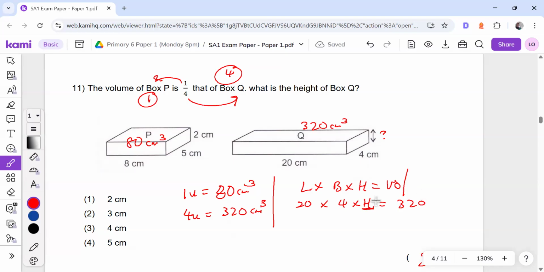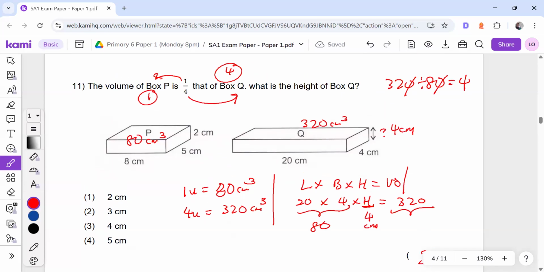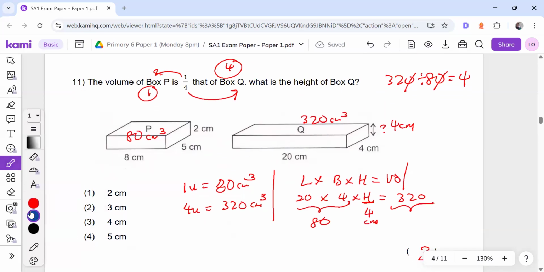Now, do you think you can find the height already? You just take 20 times 4, 80. Then 320, work backwards, divide by 80. And then, in case you don't know how to divide, cancel the 0. Okay? 32 divided by 8, 4. So what's the height? The height of figure Q is 4 cm. So answer number 3. Okay? So there's a lesson here. If you want to find the height of anything, you need to write the formula first. And then from the formula, you will be able to get the height already. Okay?